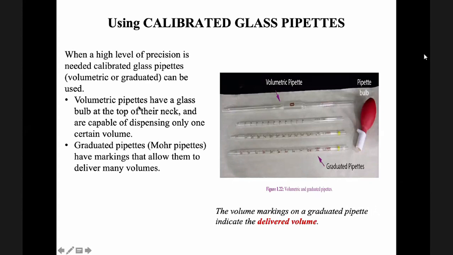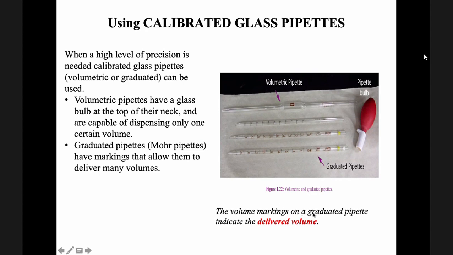Okay, so again, going back to pipettes, when a high level of precision is needed, calibrated glass pipettes, specifically volumetric or graduated pipettes, can be used. Volumetric pipettes have a glass bulb at the top of the neck and are capable of dispensing only one certain volume. So take note of that, volumetric pipette. Graduated pipettes have markings that allow them to deliver many volumes. So these are graduated pipettes.